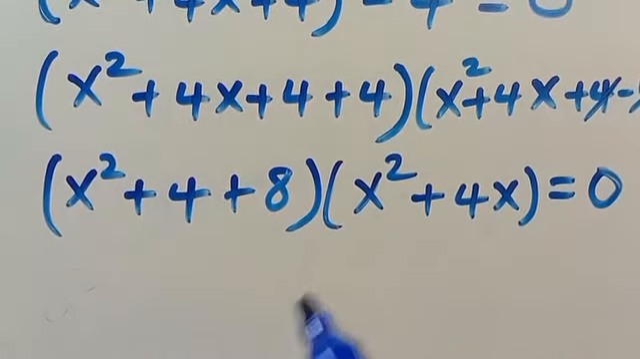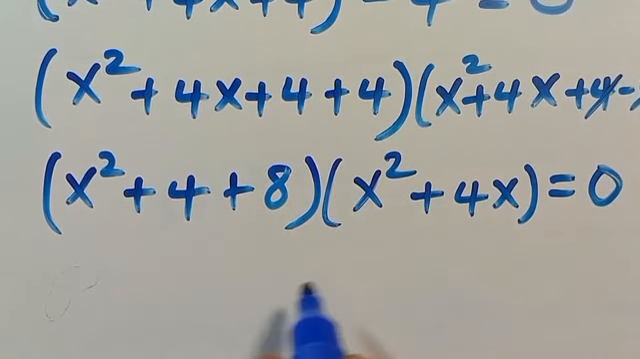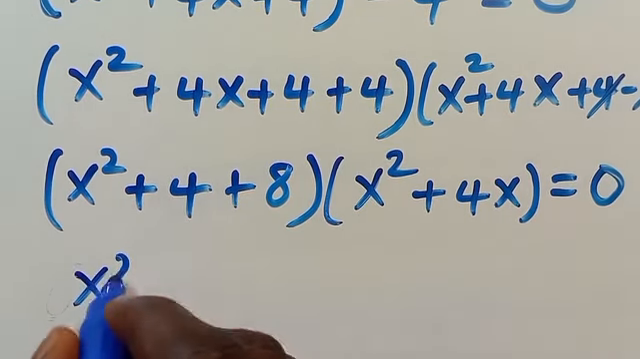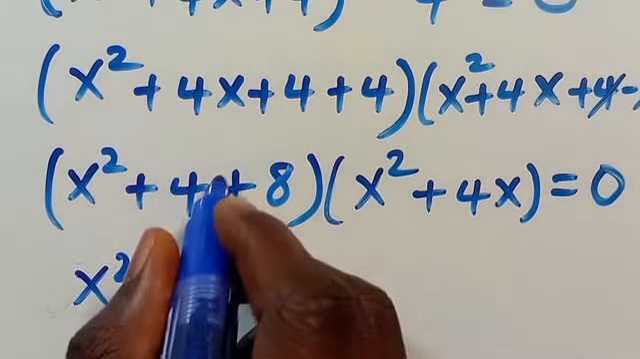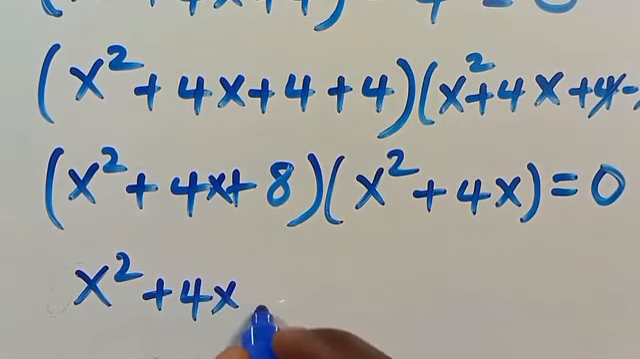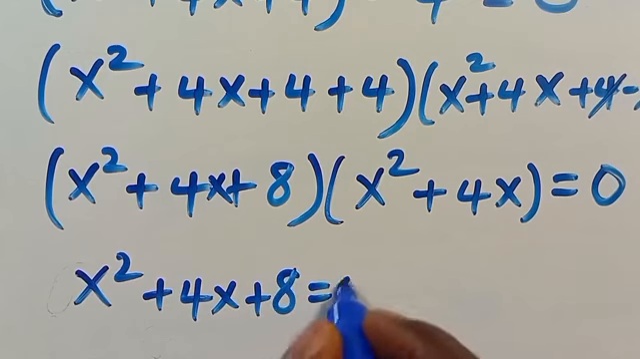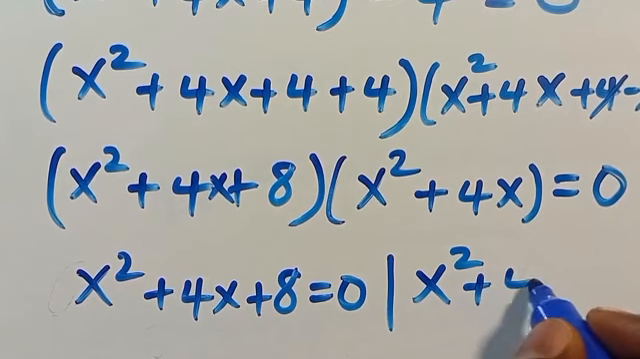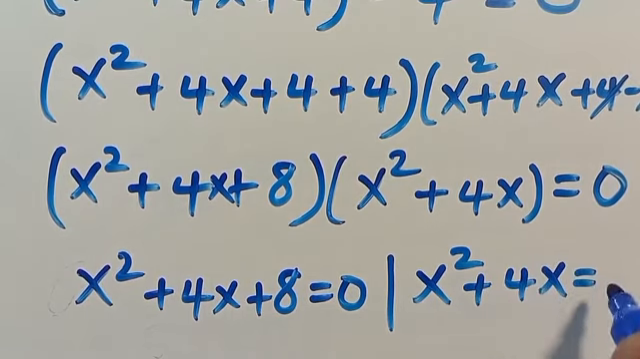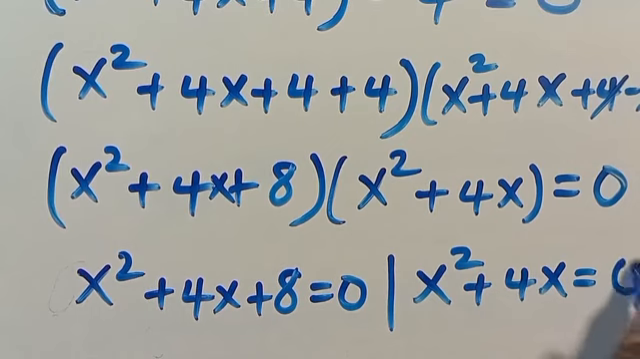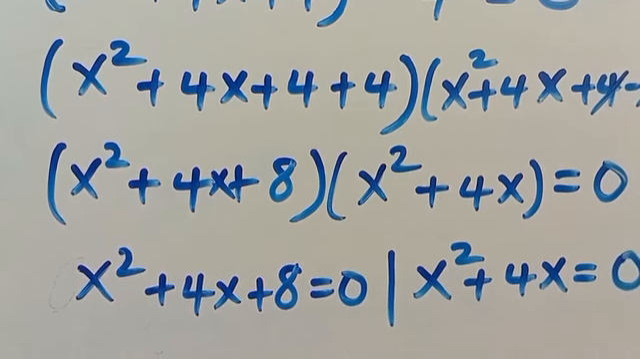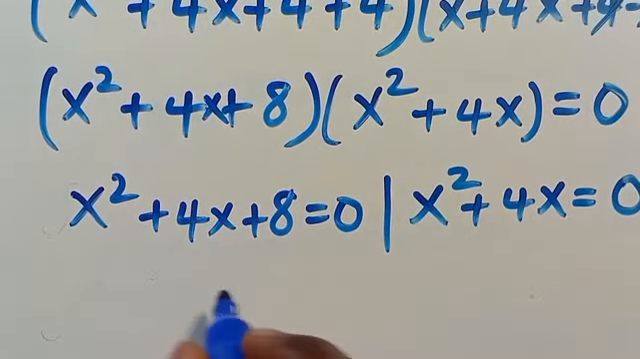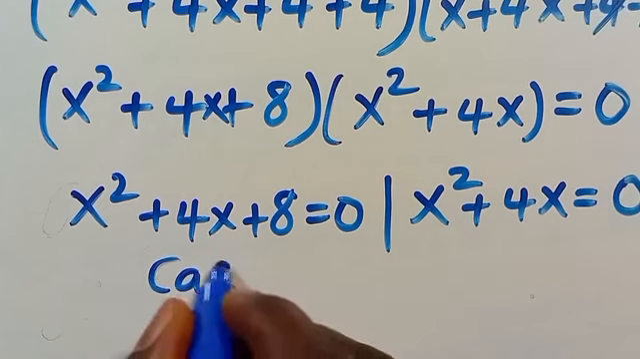So obviously from here, either we have x^2 + 4x + 8 = 0, or we have x^2 + 4x equal to 0. So then let's solve this. Let's solve this first. So from here, let's see case 1.